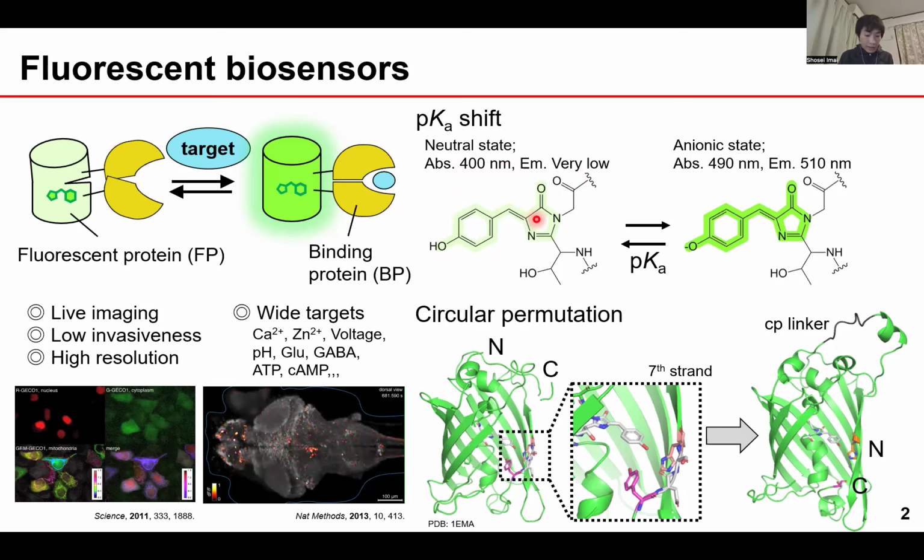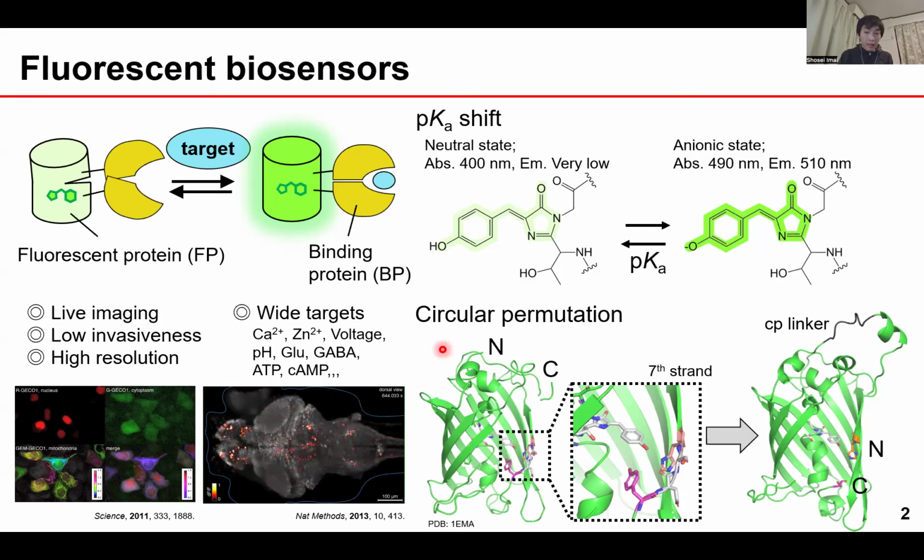When this phenol group is deprotonated, like this, the O minus form, GFP absorbs longer wavelength light at around 490 nanometers and emits strong fluorescence at around 510 nanometers. Most biosensors rely on this mechanism, that is, the pKa changes upon binding to the target ion or molecule, and it increases the population of this bright form, and thus the fluorescent intensity increases.